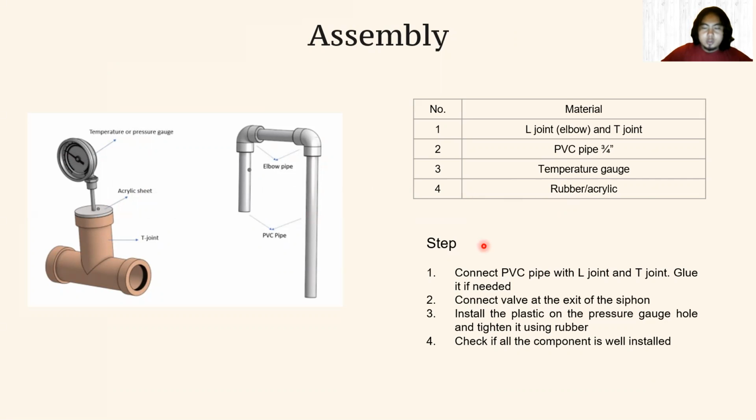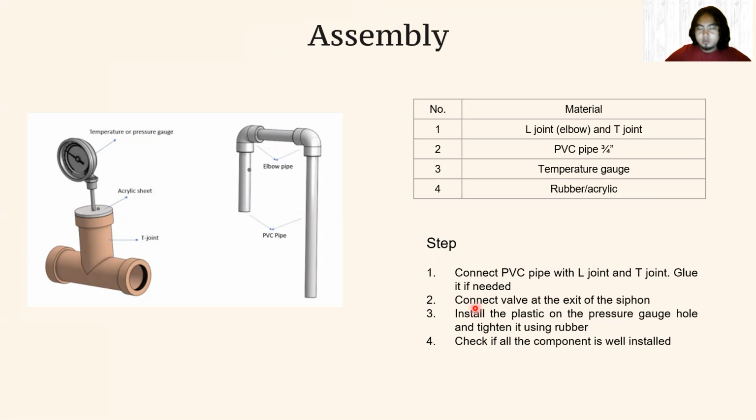The first step is we need to connect the PVC pipe with the L joint and T joint, and we need to glue it if needed. So here we just plug the pipe into the L joint, and since the size already fits, we can directly plug it here.